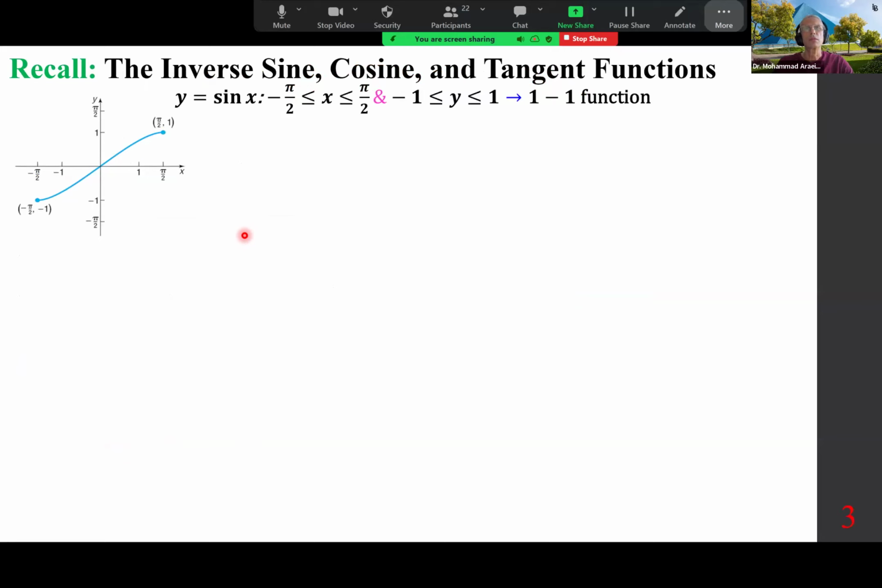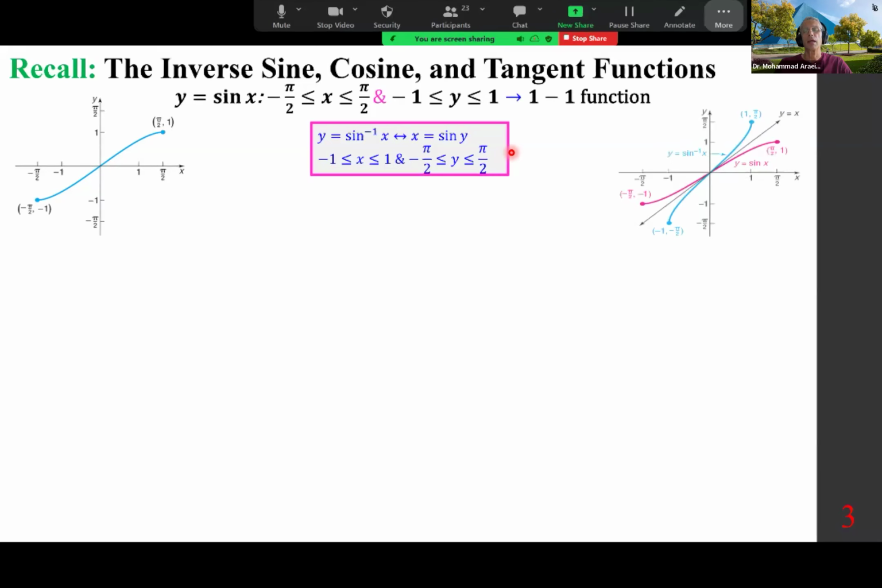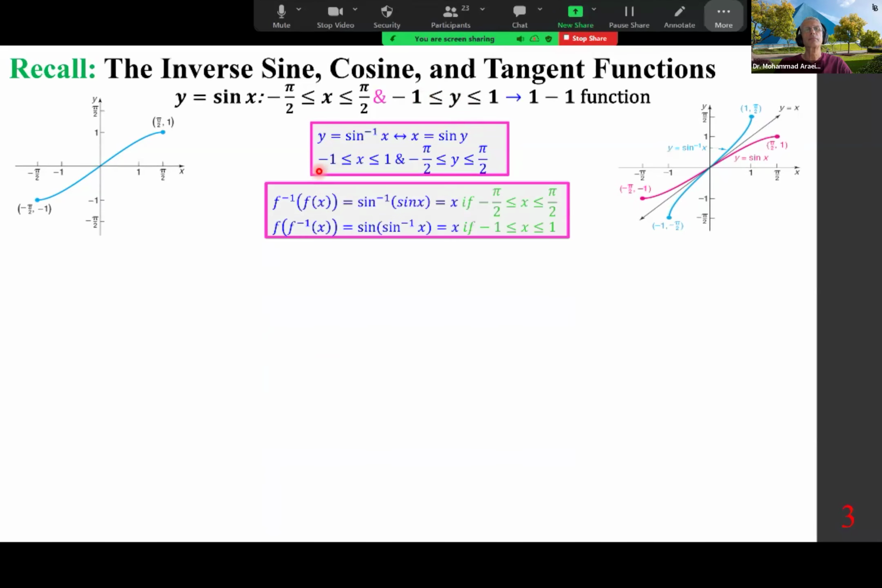Reminding you of some stuff we have already seen, the inverse functions, the inverse sine, cosine. Remember, none of the trigonometric functions are one-to-one. None of them has an inverse. Therefore, by restricting the domain for each one accordingly in order to cover the entire range, we can make it one-to-one. In the case of a sine, from negative pi over 2 to pi over 2, y is from negative 1 to 1, makes it a one-to-one function. And the graph looks like that.